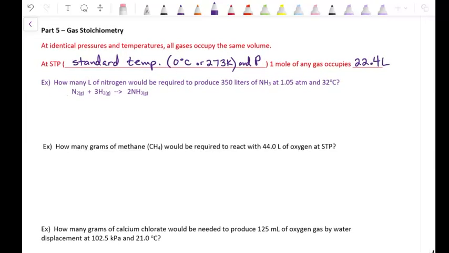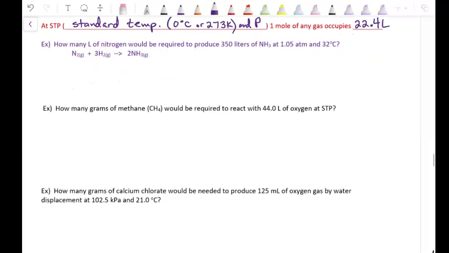Okay? So the first question says, how many liters of nitrogen would be required to produce 350 liters of NH3? So we're looking for liters of nitrogen. It does give me a pressure and a temperature, and in some gas stoichiometry problems those are helpful because they allow us to use the ideal gas law to solve the problem. But in this case, both the thing that I'm given, the NH3, and the thing that I'm asked for, the N2, are gases.